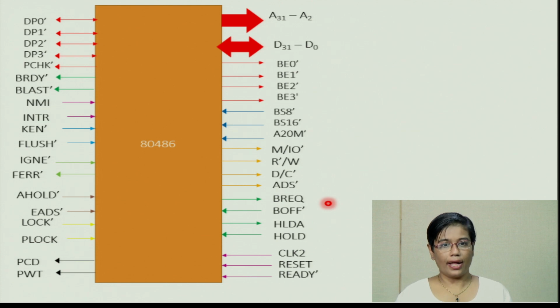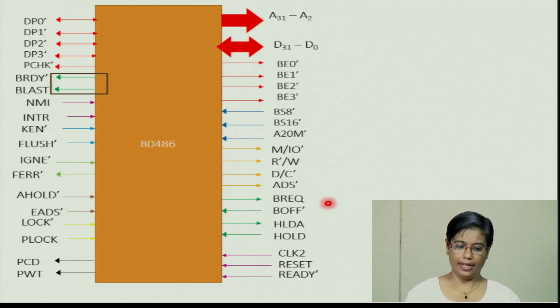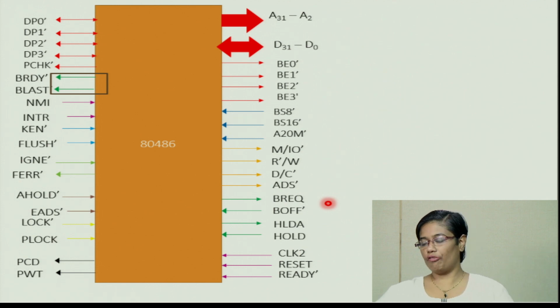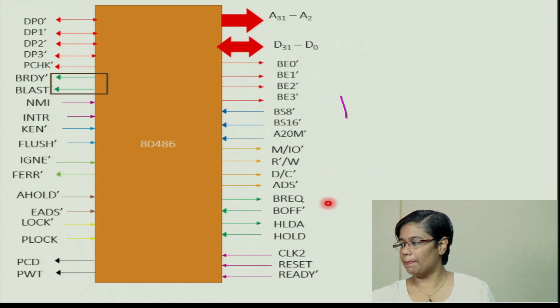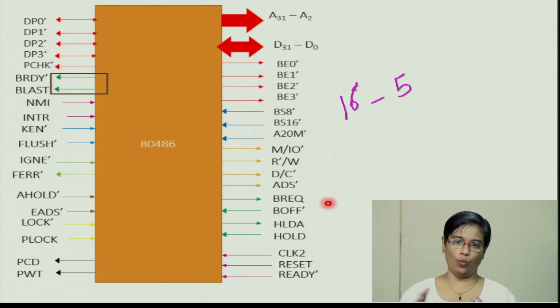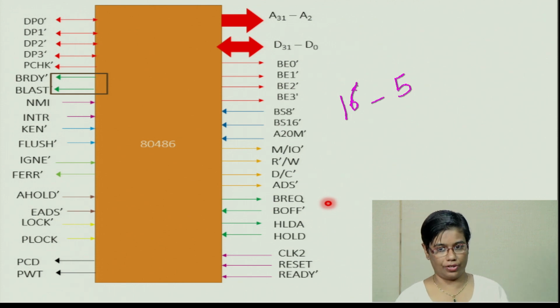Now let's look at the other signals. These two signals, that is the burst ready and the burst last signal, these are going to be associated with the burst data transfer. I said that in case of burst data transfer, 16 bytes of data is going to be transferred continuously. It is done in 5 clock cycles. 16 bytes of data will be transferred. That is called as a burst transfer.